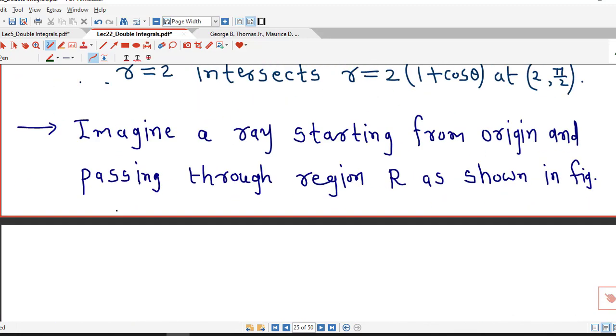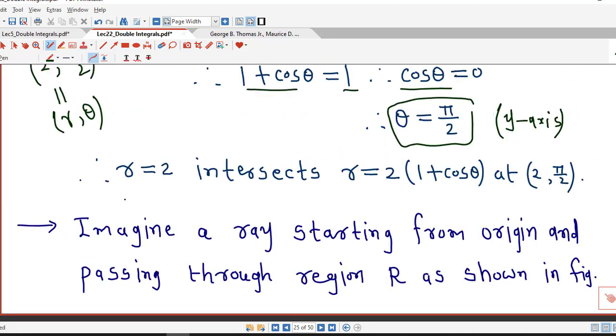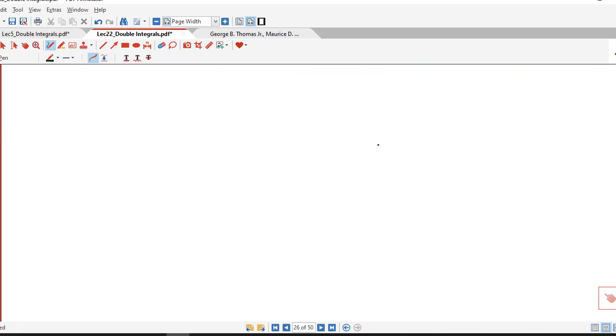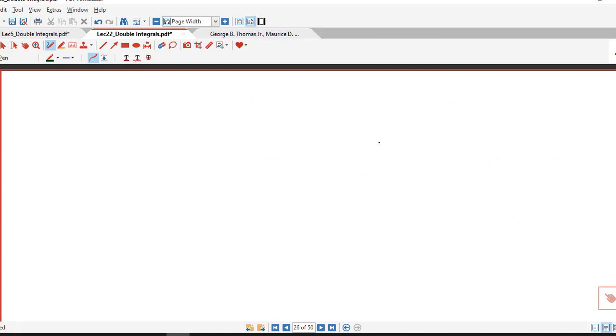So now we try to sketch the region of integration. Our region of integration is a region in the first quadrant that is outside the circle r equal to 2 and inside the cardioid r equal to 2 into 1 plus cos theta. So we sketch the cardioid as well as this circle r equal to 2. First we consider coordinate axes.